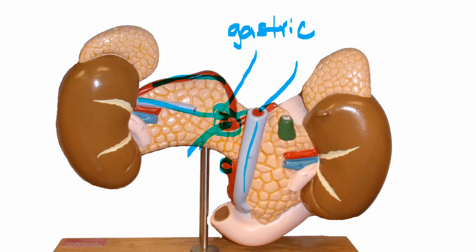Here is the superior mesenteric artery coming off the abdominal aorta. And shown over here is the right renal artery and right renal vein, left renal artery over here, and left renal vein.